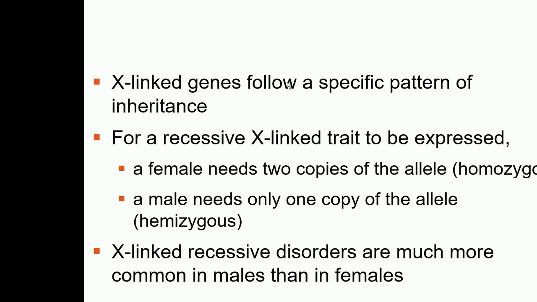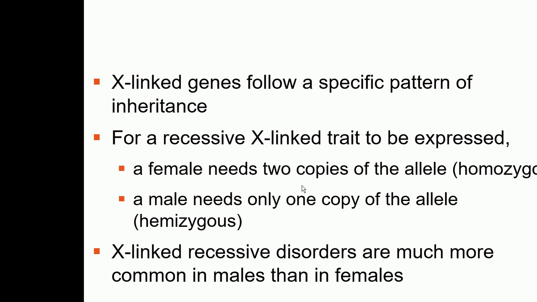So X-linked genes follow a specific pattern of inheritance. Basically, in females there are two X chromosomes. Suppose a mutation takes place in one allele on the X chromosome. The effect of that mutation is not going to show up, because in females there is another X chromosome, which will have a normal allele.